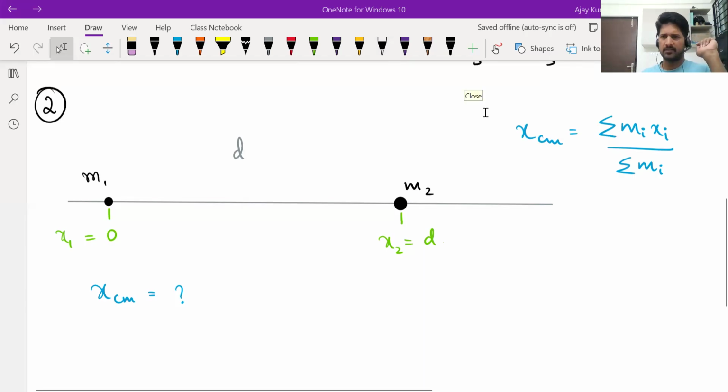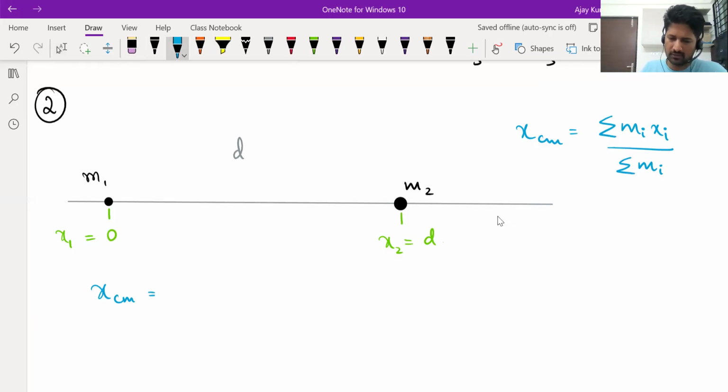Okay, Vanilla, your answer is correct only. Pawan, tell me, how are you trying to solve this? Okay, the formula is given to you. You can unmute and tell. Okay, m2d by m1 plus m2.